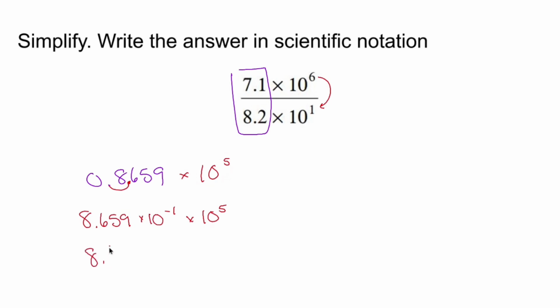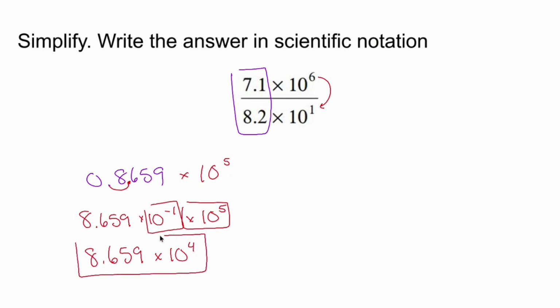So 8.659, let's multiply these guys together. When multiplying terms of the same base, you add the exponents, so times 10 to the fourth. And that's going to be our guy.